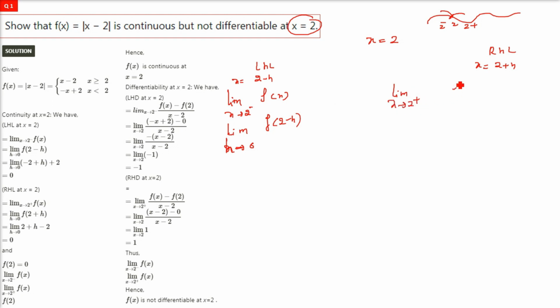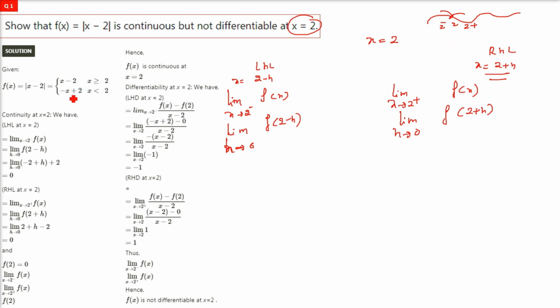So we are doing it on the left hand limit and right hand limit also. The right hand limit is limit x tends to 2 plus f(x), and when we replace this x by 2 plus h in x minus 2, it is going to be limit h tends to 0. So x greater than or equal to 2, x less than 2. This is how we are going to use it.